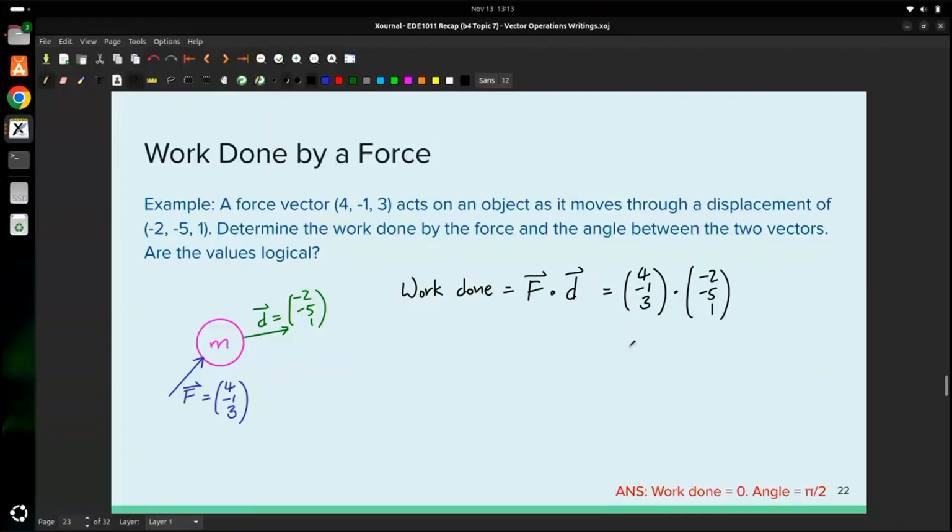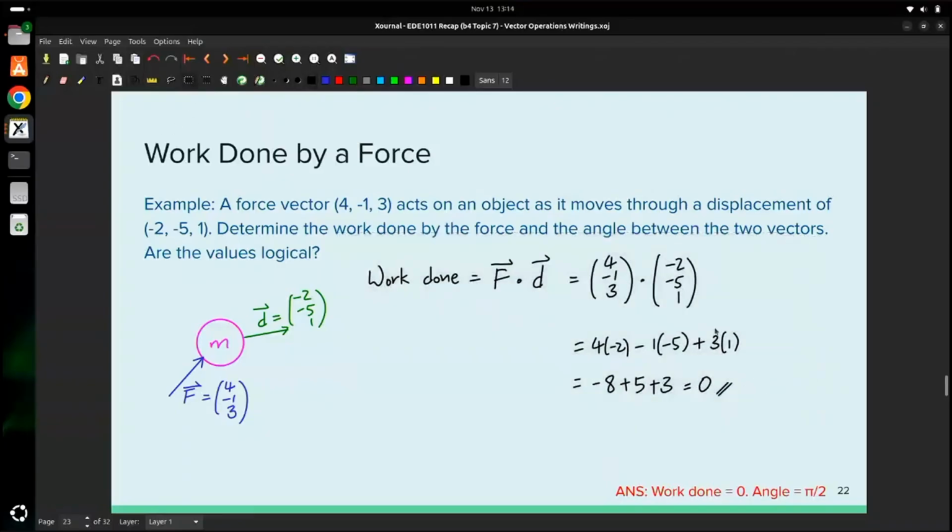Okay? So if you compute this, it's really just 4 times -2 minus 1 times -5 plus 3 times 1. Okay? So therefore, you are going to get -8 plus 5 plus 3, which is 0. So the work done by this force is actually 0. Okay, and since the dot product is 0, then the angle between the two vectors F and D must be perpendicular, must be 90 degrees.